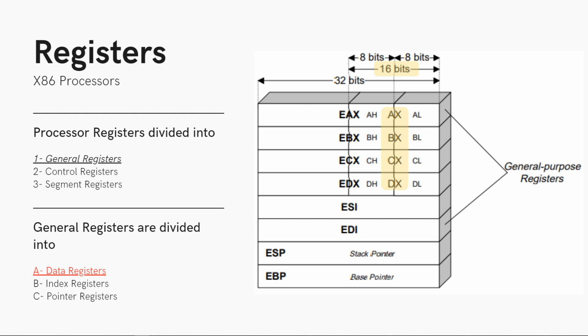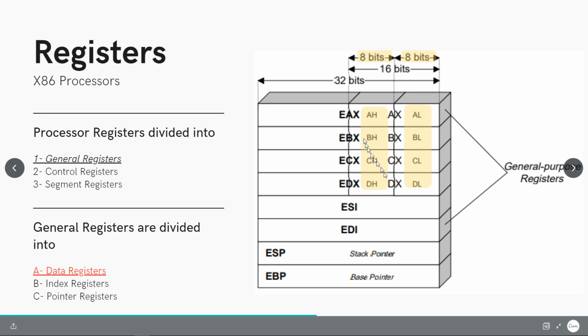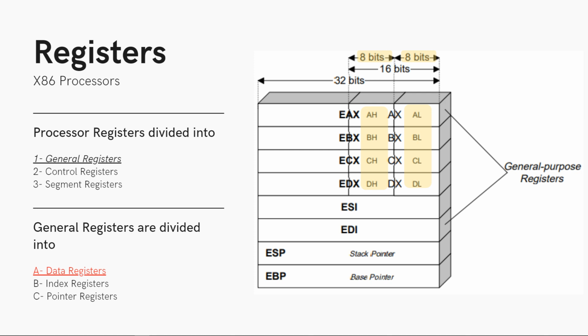So you can see 32 bits is divided into 16 bits, and then we'll see that the 16 bits is divided into two subcategories of 8 bits each. And this is the third way, actually. The lower and higher halves of the four 16-bit registers can be used as 8-bit data registers. And these registers, EAX, EBX, ECX, EDX, ESI, and EDI, are called general purpose registers. So this is what all data registers are about.